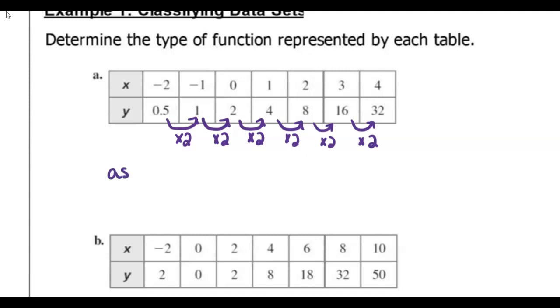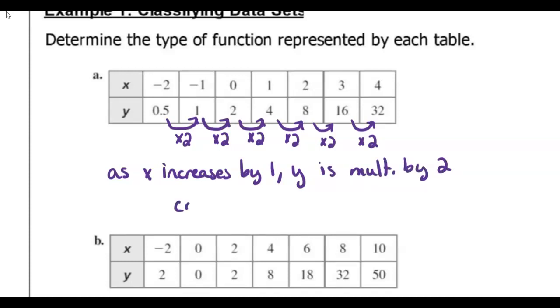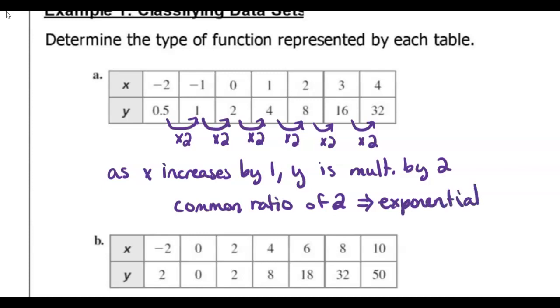Our reason why is because as x increases by 1, that's how the x values are changing, y is multiplied by 2. This is a common ratio, is what that's called when it's multiplied by the same amount every time. When it has a common ratio, that tells you that it is exponential. And if the common ratio is a number larger than 1, then that tells you that it's not just exponential, but more specifically, it's exponential growth.